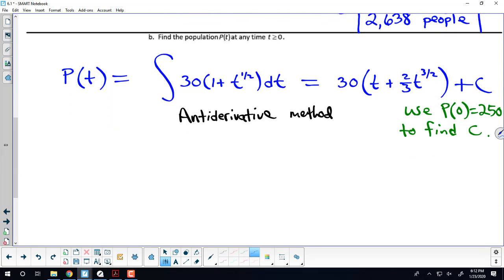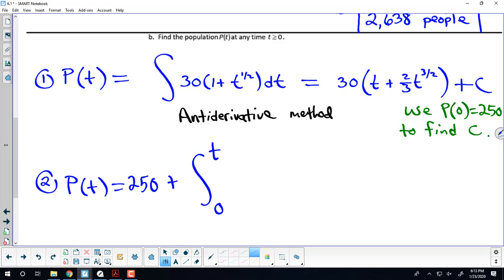So we'll call that number 1. The other method, P of t with the fundamental theorem method, what would that look like? You'd take 250, the initial value, and add the integral from 0 to t, and then you would take the function and put it in the variable s instead of t, just a dummy variable for notation purposes. So 30 times 1 plus s to the 1/2 ds, and then you would take the integral of that, and then you would replace the s with a t because you're doing a definite integral.